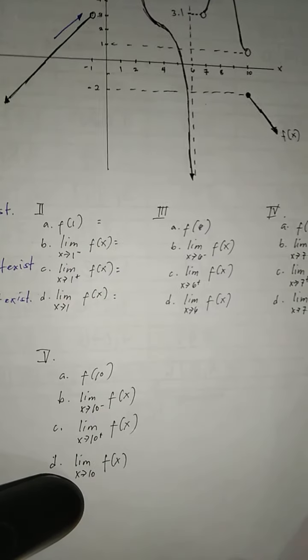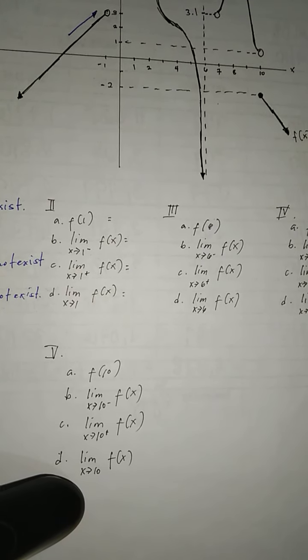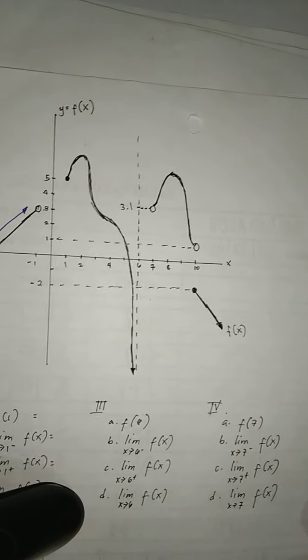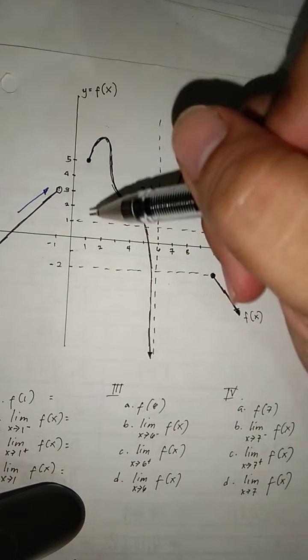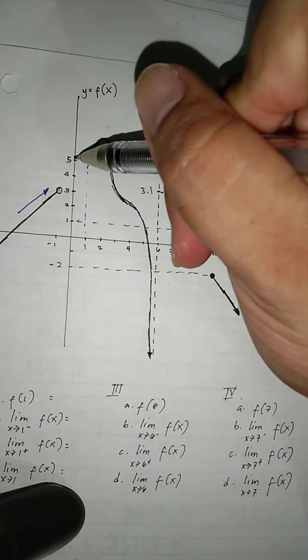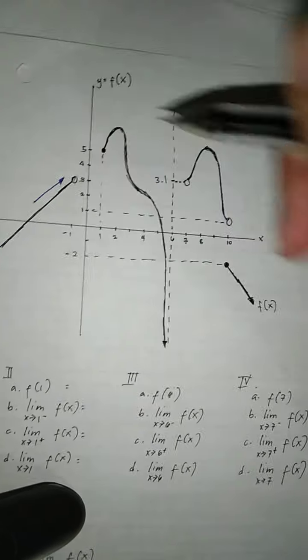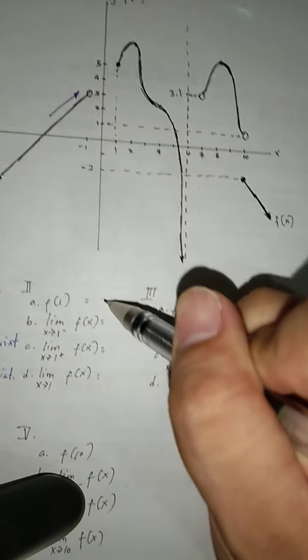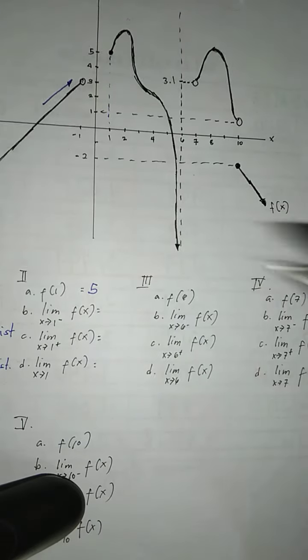Okay, now let's proceed to number 2. That is f of 1. Let's observe the graph again. As you can see here, exactly at point 1, the value of the function, or y, is equivalent to 5. So we can write here 5.